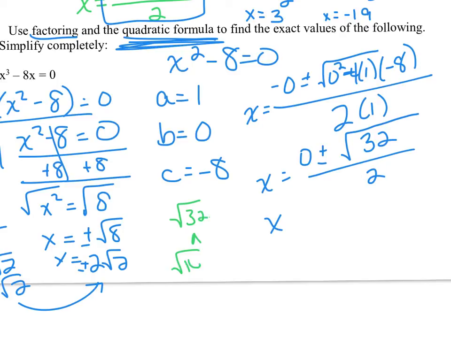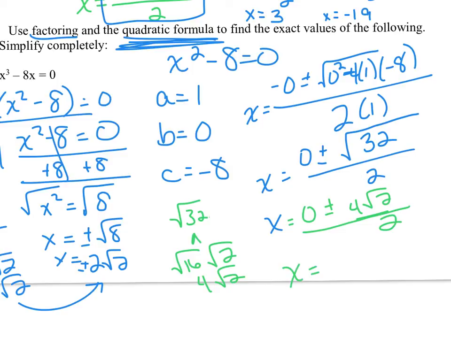Okay, and then it's 16 and 2, so it's 4 radical 2. So this is 0 plus or minus 4 radical 2 over 2. Now, 0 divided by 2 is just 0, so that's gone. So then it's plus or minus. We can divide the outsides. Remember, when you're dividing, it's only the outsides of the radicals that can divide, or the insides. So outsides, 4 divided by 2 is 2. So it's 2 radical 2, which is what we got over there.